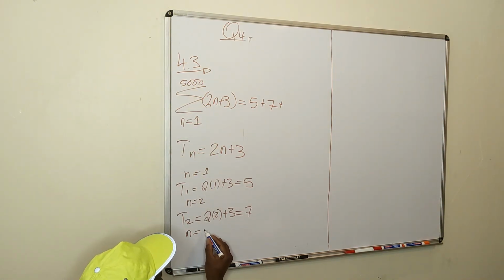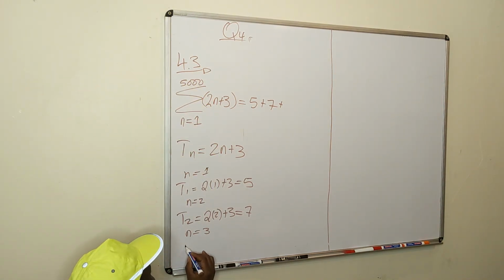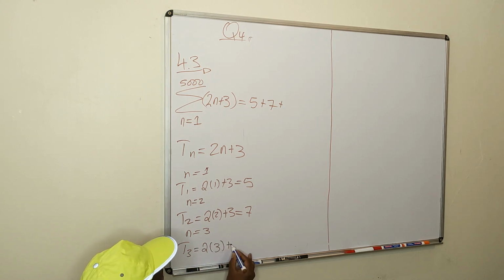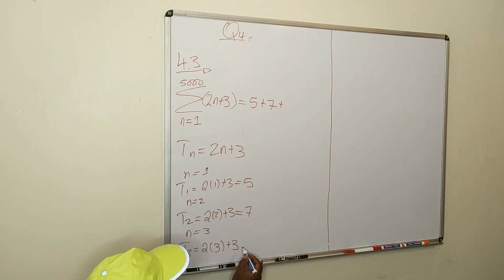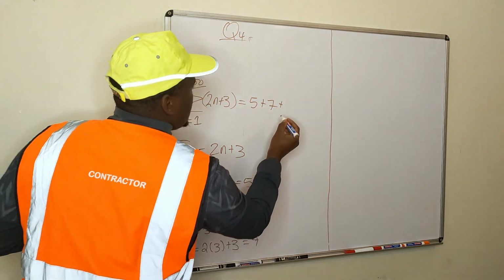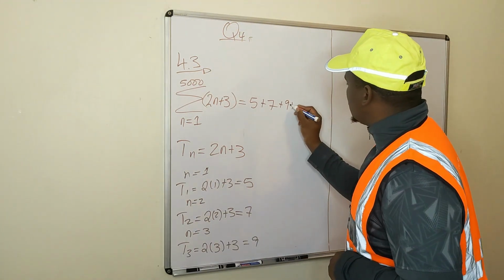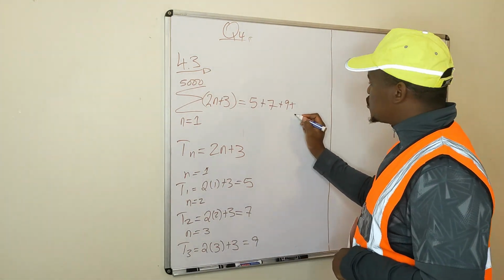N is equal to 3, which is T3 is equal to 2 times 3 plus 3. This is 6 plus 3. This is 9. Right? This is the first 3 terms of the sequence, of the series, which they wanted to show.